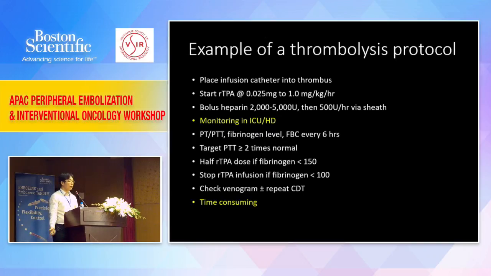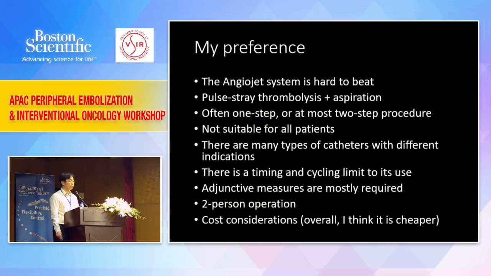So this is an example of a thrombolysis catheter, very similar to what it was before. This is the rate that you run it at, and then you run the heparin via the side port and so forth. The target for your PTT is 2 times the normal. If your fibrinogen becomes less than 150, you halve the rate, and then you halve it again, or you stop if the fibrinogen becomes less than 100, and then you do the check venogram. And this is, of course, extremely time consuming.